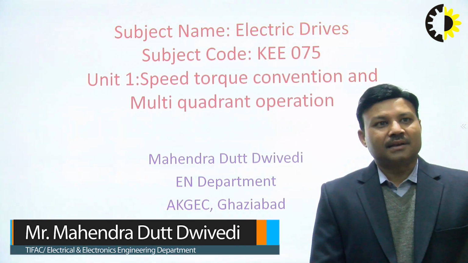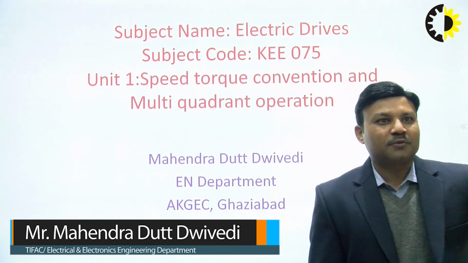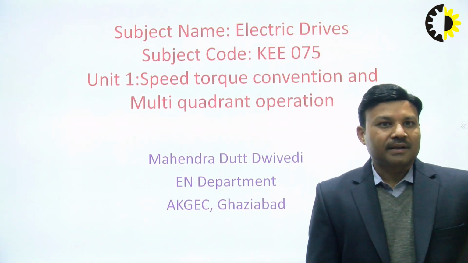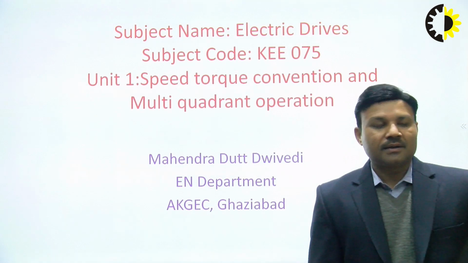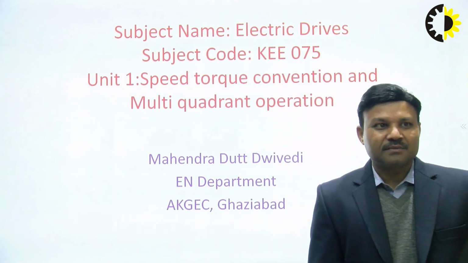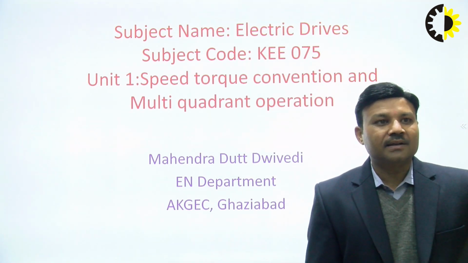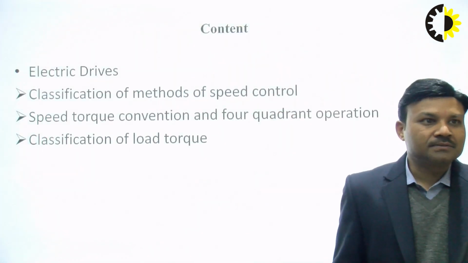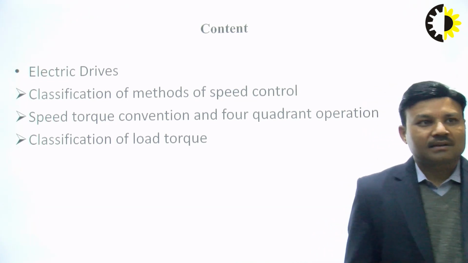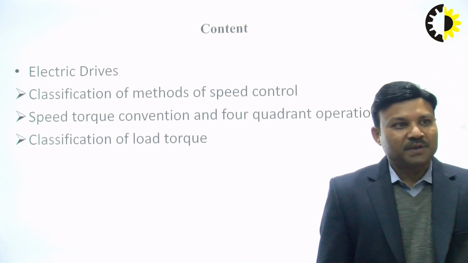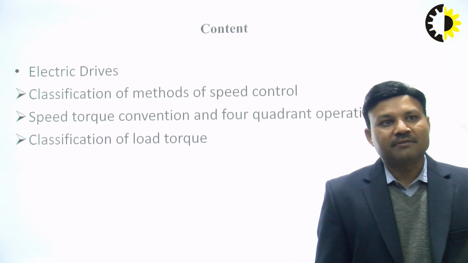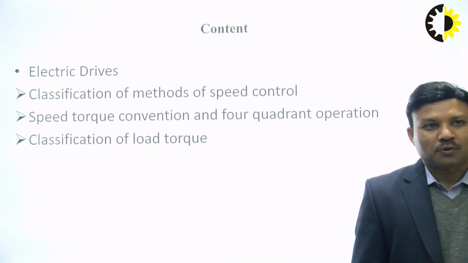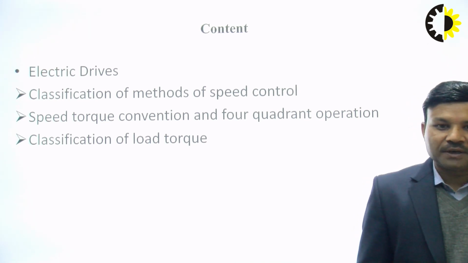Today we will see the lecture on electric drives. Subject code is KEE075. This content is taken from Unit 1, and today we are going to discuss speed torque convention and multi-quadrant operation. So let us see the content. Here we will see classification of methods of speed control, speed torque convention and 4-quadrant operation, and then classification of load torque. So let us see one by one.